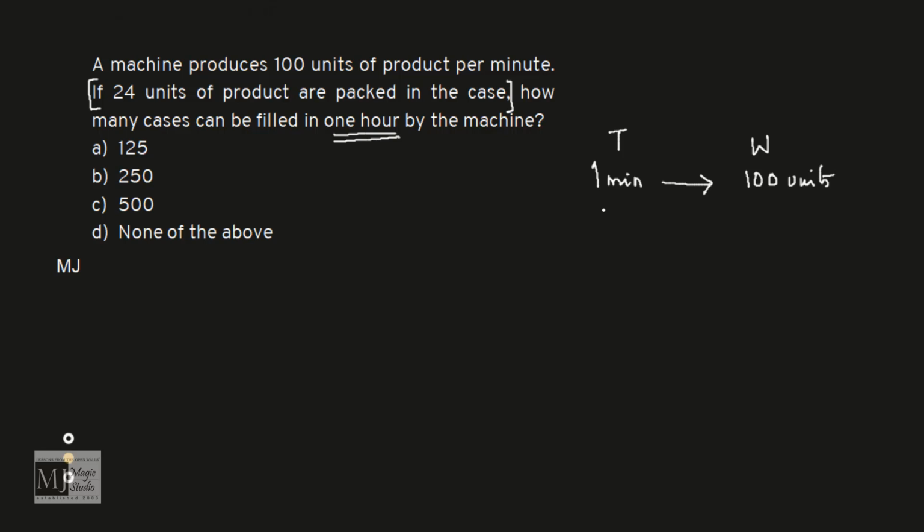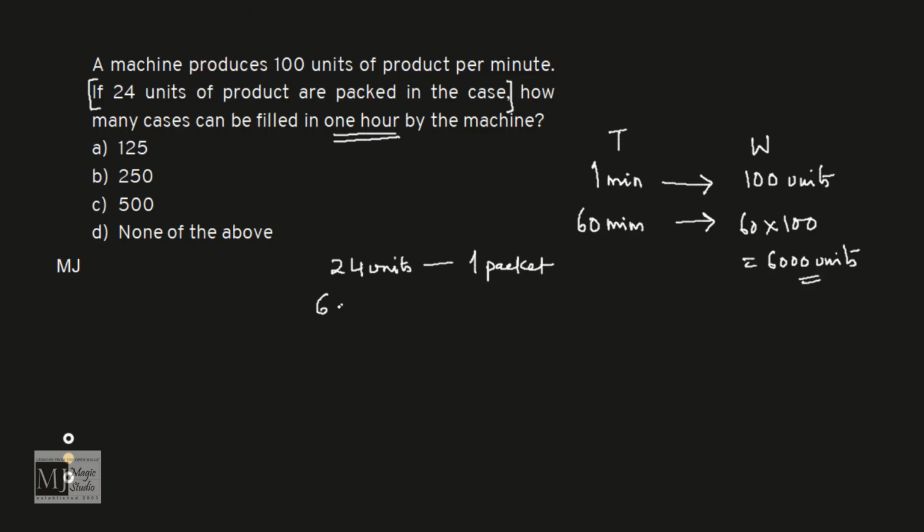So in 1 minute, 100 units are produced. In 1 hour, 1 hour means what? 60 minutes. In 60 minutes, 60 into 100, that is 6,000 units would be produced by the machine. Now we'll go to the second phase of work done. Second phase of work done says that in one packet or one case there are 24 units. Then for 6,000 units, how many cases are required? It's simple now. 1 by 24 into 6,000, that will give us 1000 by 4, that is 250 cases are required. So it was a simple unitary method question from time and work. It looks like it's from time and work, but it's actually simplification, unitary method calculation. Answer would be 250, option B.